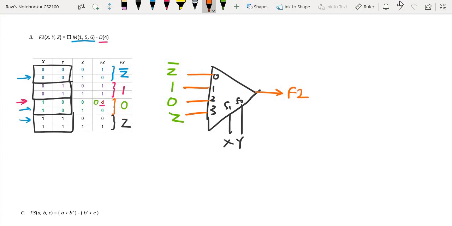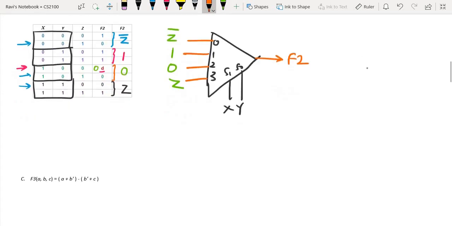Okay, so that, I hope, gives you a good idea on how we can use the max term approach to solve this. So minterm and max term are exactly the same. Only thing here, we have a don't care condition. So for a don't care condition, we just interpret it in a way that makes things easier for us. Okay, so that is your part B.